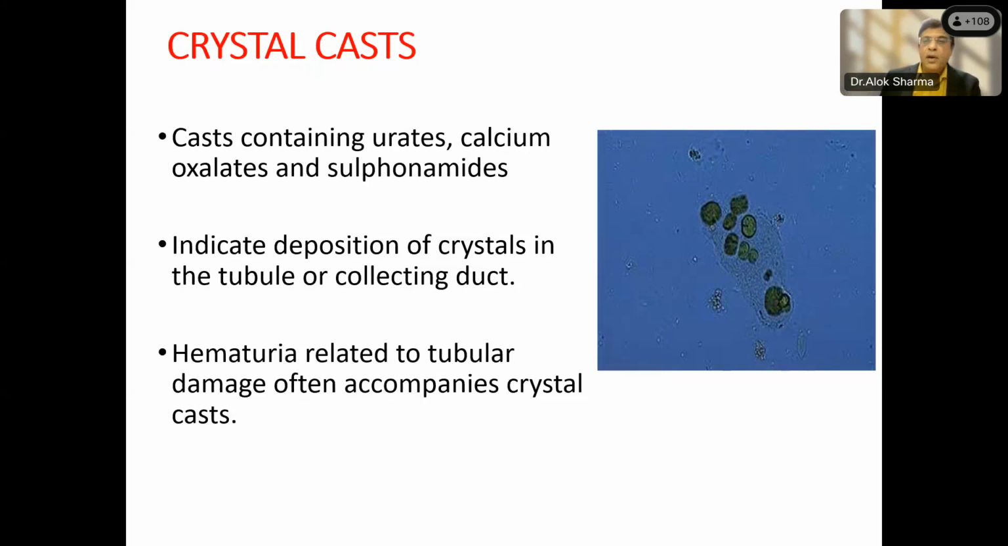So if you have a lot of uric acid or calcium oxalate crystals in urine, or if they are coming from the tract, they can appear in the urine sediment as casts.